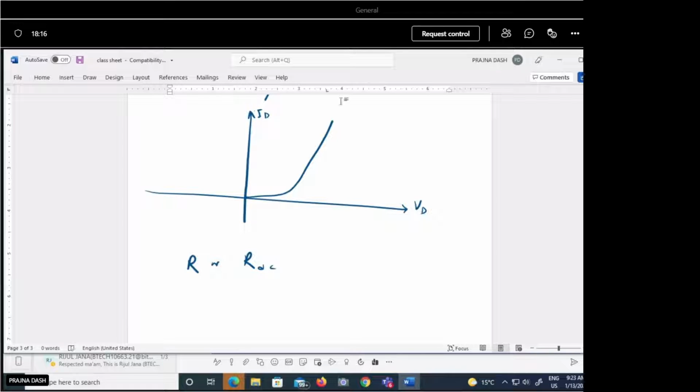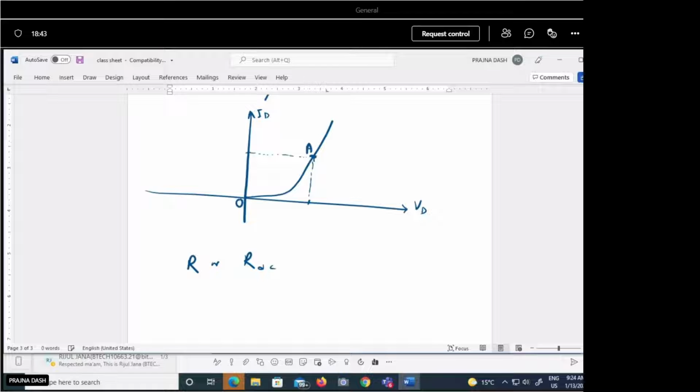Suppose you have applied a voltage of 5 volt or 12 volt and you have a fixed operating point. Operating point means the voltage at which we are operating the diode. Suppose at this point this is the amount of voltage applied, so at this voltage what is the current? Suppose this is a point A, and let's say this is the origin O.